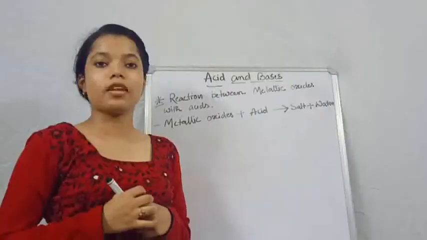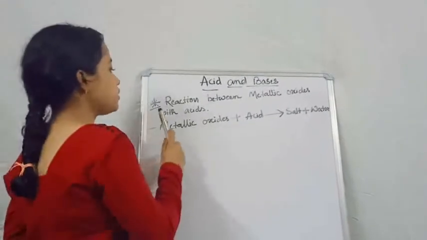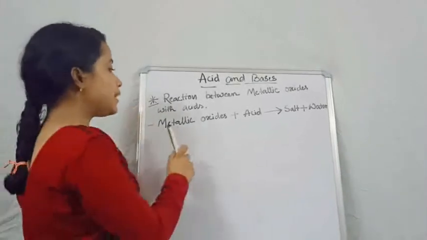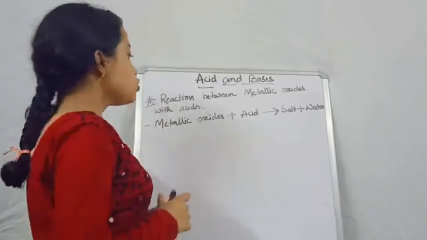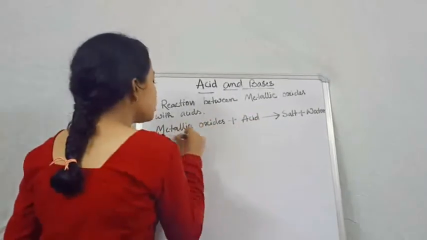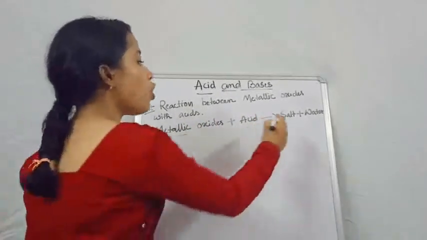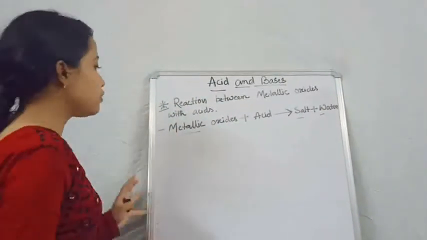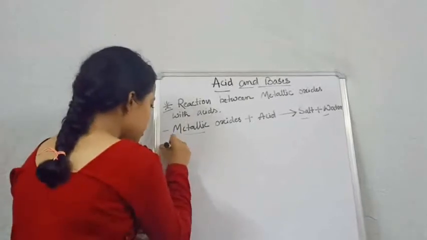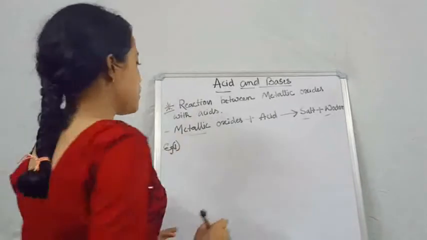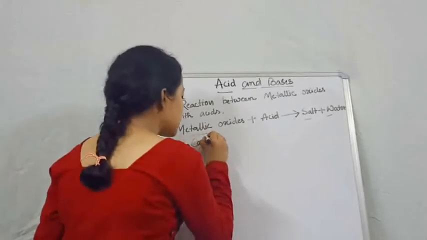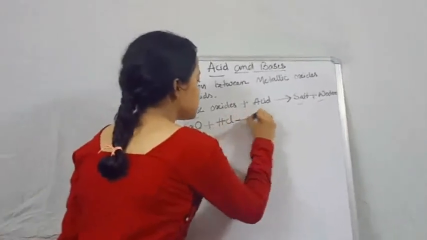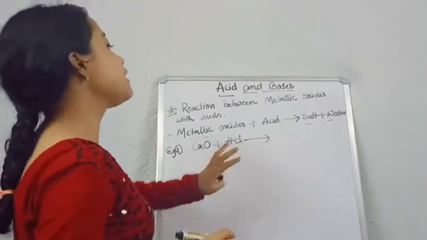Okay. Now our next reaction is the reaction between metallic oxides and acids. What happens when metallic oxides react with acid? Here, with the reaction between metallic oxides and acids, salt and water are formed. It will be more clear if I explain with an example. Let us take an example. Metallic oxide: let us take calcium oxide plus acid, acid in general, HCl. So what happens when they react together?